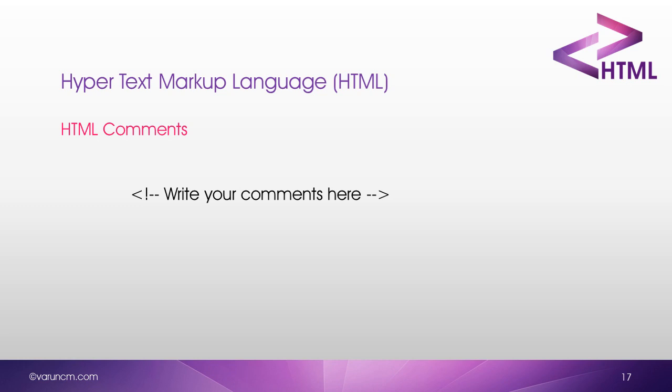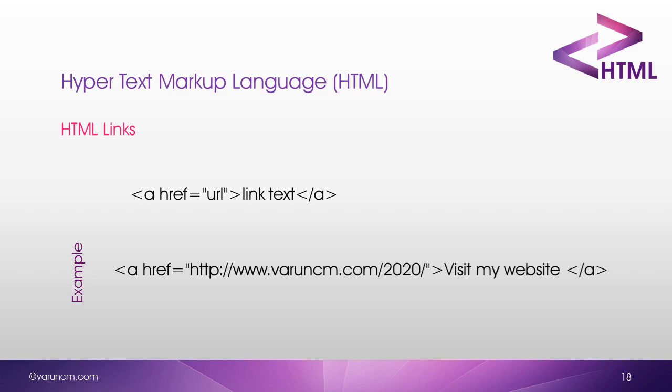Okay, so for using HTML comments, the tag you need to use is a less than arrow followed by an exclamation mark and then followed by two hyphen symbols. Then you can write whatever comment that you need to give. Then at the end you need to give two hyphen symbols followed by a greater than arrow. So in this example, write your comments here, that will not be displayed anywhere in your web page. This is HTML comments.